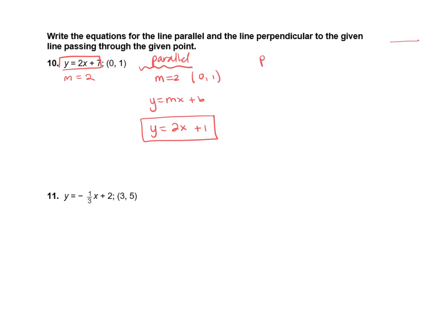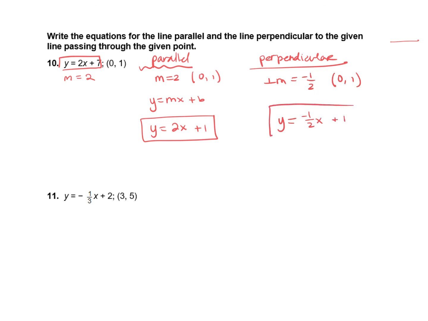All right, perpendicular. So the perpendicular slope to the line they gave us. We're going to take this slope of 2, flip the fraction and change the sign. So it's going to be a negative 1/2. We want to go through that ordered pair 0, 1. We just talked about how that is the y-intercept, so we can plug right into our equation. y equals negative 1/2 x plus 1. Here's a perpendicular equation.